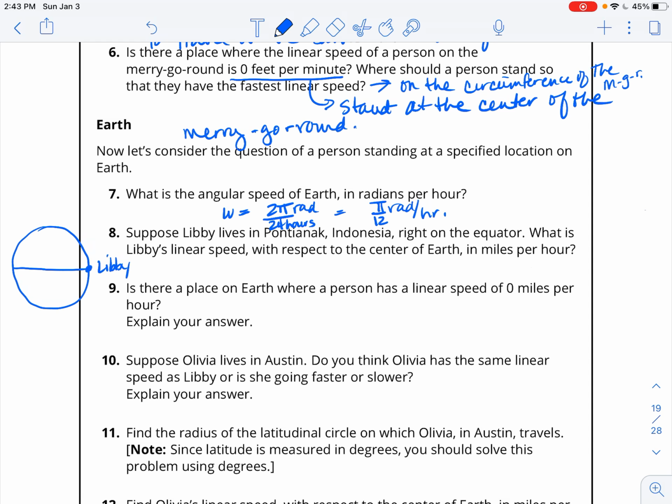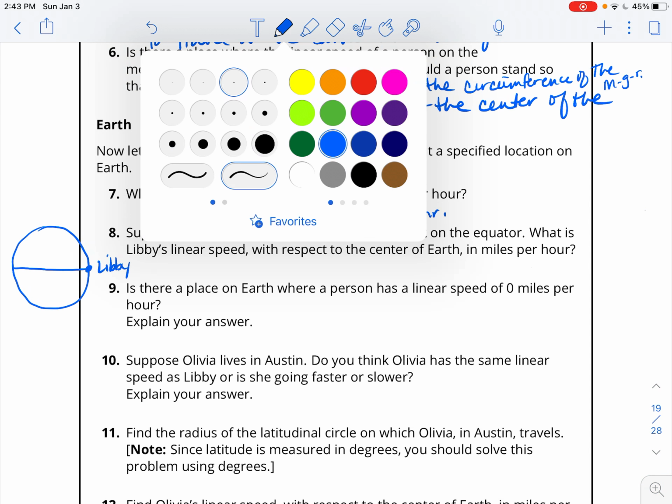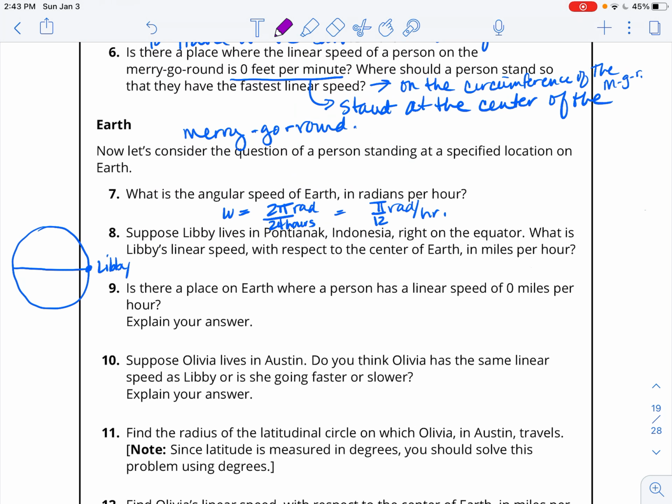What is Libby's linear speed with respect to the center of the Earth in miles per hour? Okay, so Libby is right here on the equator, and she's traveling on this circle, this circumference, right? This circle. How fast is she going? Because that's what the question's asking. What is Libby's linear speed?